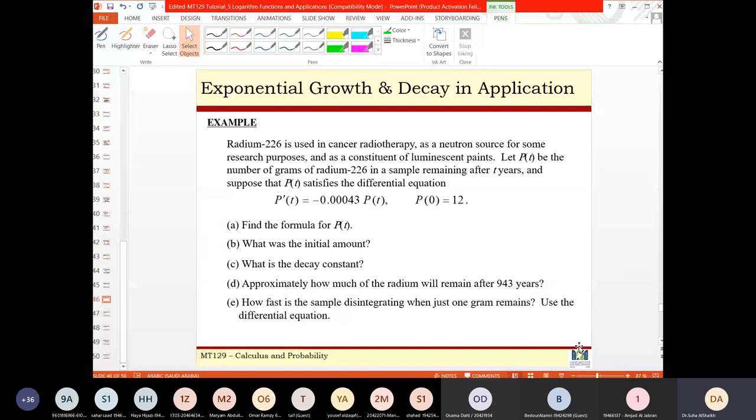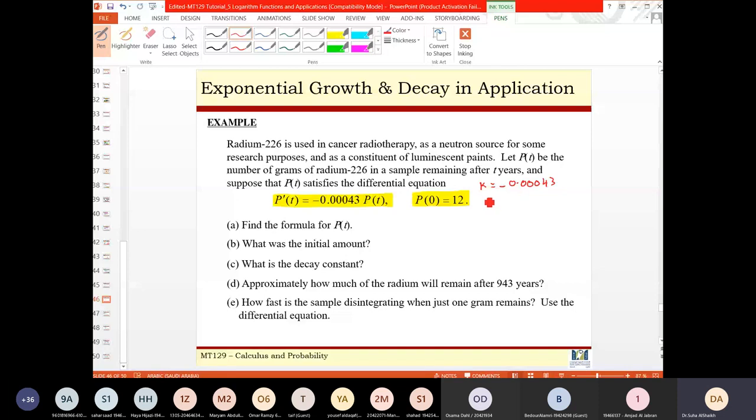Now one more question, decay. Again, the question is a decay. If you check the differential equation, you can see the k. What's the k here? Tell me. This is the differential equation, and this is the last example, dear. And P at 0 is equal to 12. So directly I can know that k is equal to minus 0.00043 and I have a decay.